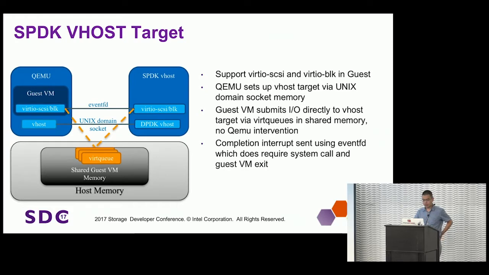Okay. And in this page, it shows the detailed implementation of SPDK vhost target. Currently, SPDK supports acceleration for both VirtIO SCSI and VirtIO block in the guest, and all the code is open sourced. QEMU will set up the vhost target through a Unix domain socket, and the guest VM submits the I/O to the vhost target through the VirtIO queues.